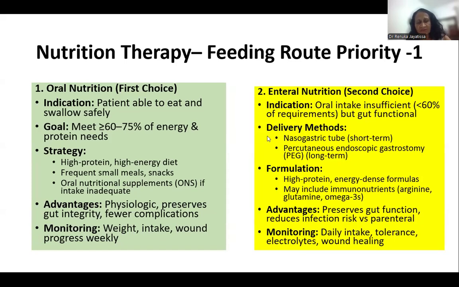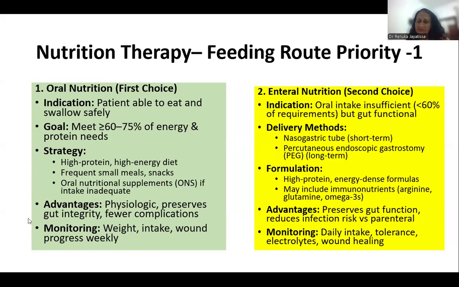How are we going to monitor? When the patient comes to you, you have to get the weight of the patient and see whether the patient is improving, gaining weight, static, or losing weight. This is a very important component to look at whenever you see the patient. And the intake, you always have to ask the patient, are you taking, are you reducing? That's another important thing. At the same time, wound progress weekly. This is what we have to look at, to see whether this first choice is enough, or whether we have to go for the second choice.